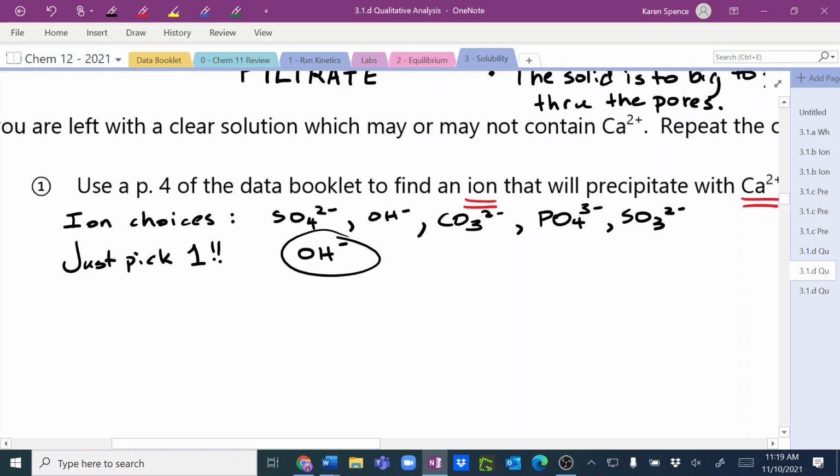What do we do after we have picked an ion? After we pick an ion, we need to find it a partner. Yes, you pick an ion, you find it a partner. Who would you like to partner up with hydroxide? Sodium, yes, because you don't have to think. Sodium, okay. And that means we're going to have NaOH.